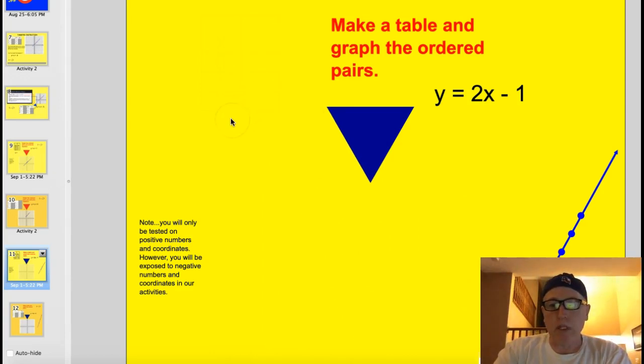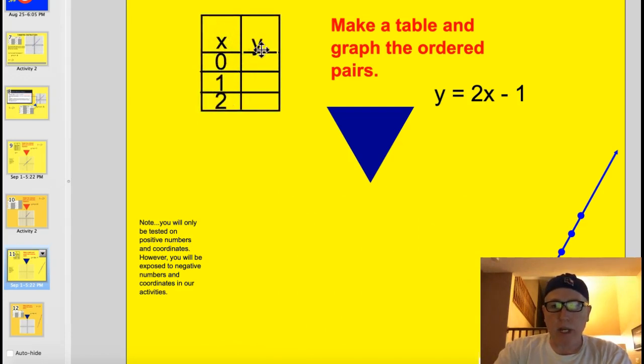Well, making a table is pretty simple. Just grab it here. We just make an XY table, and you get to pick the values. I like using 0, 1, 2. They're small numbers, which means the smaller the numbers, the easier it is to graph. So if I put 0 in here, if I substitute 0 for x, this is really what we're looking at.